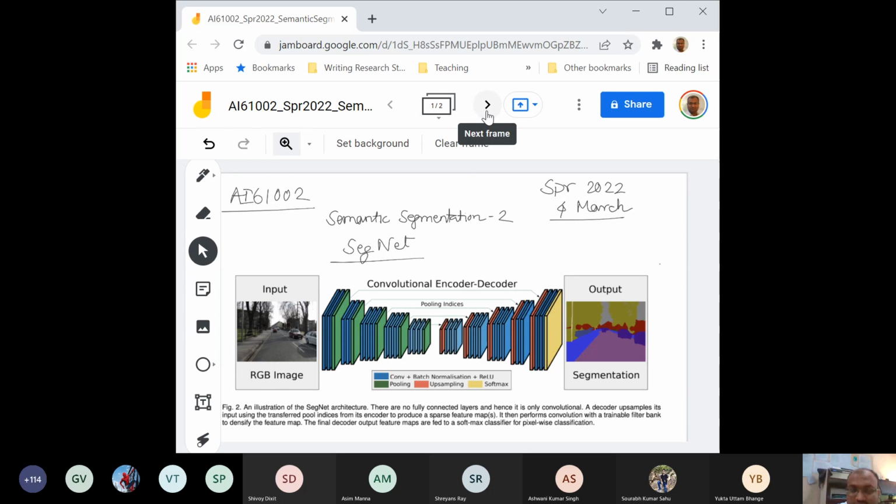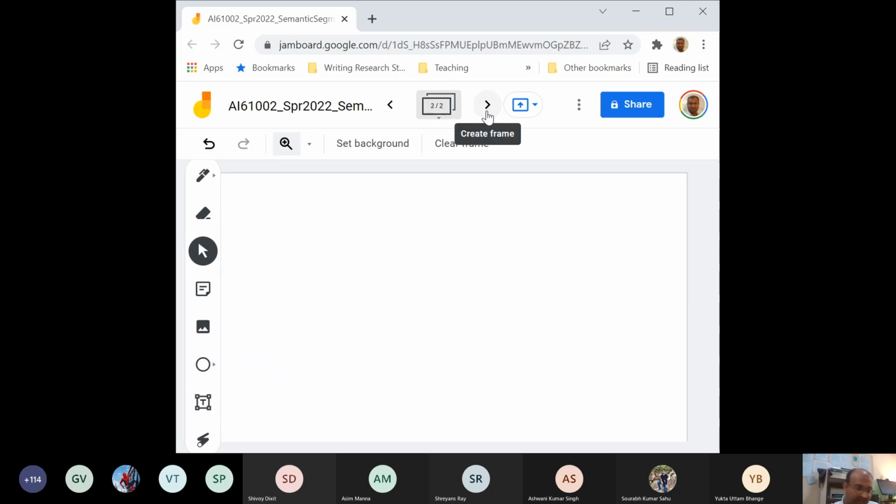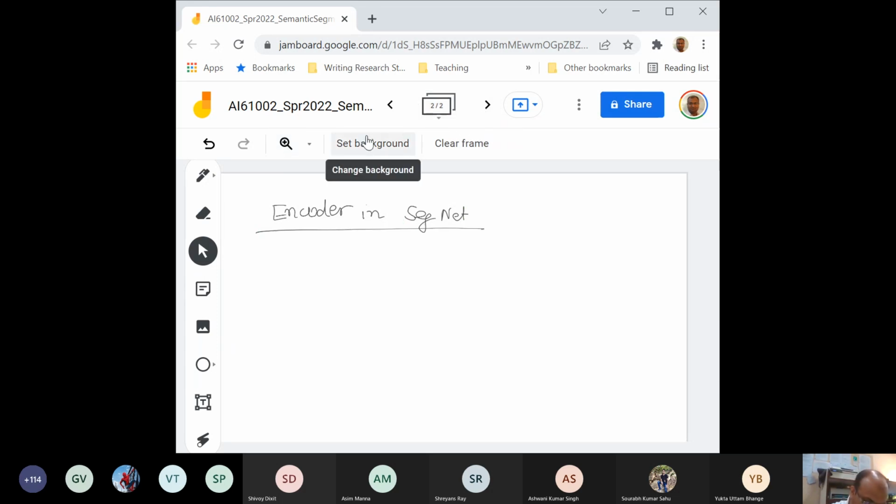Okay. So now that encoder part. The encoder part in SegNet is actually VGG 16, I think so. Let me just search. I will just get the VGG structure.